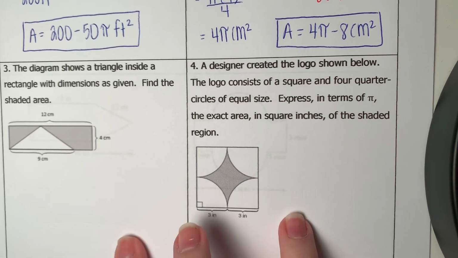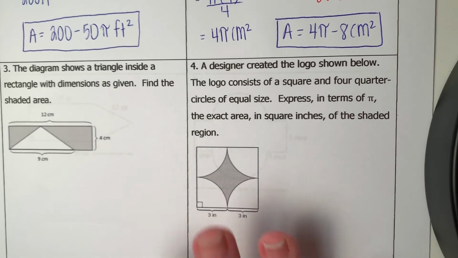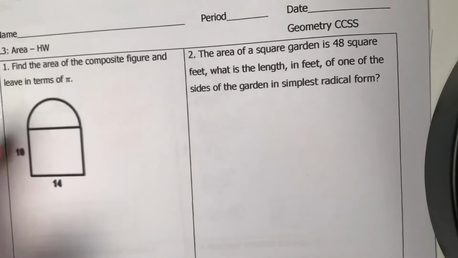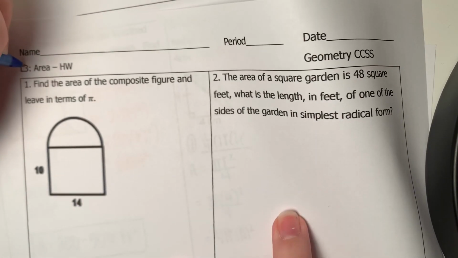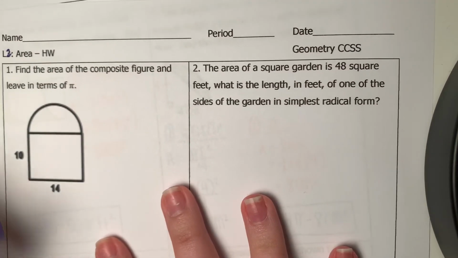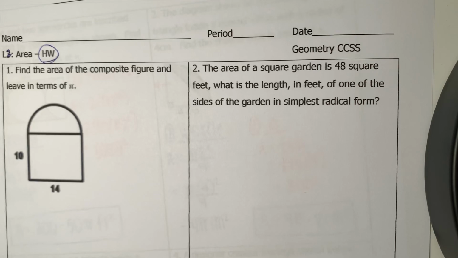So just these two, 3 and 4 for classwork, and then your homework is a worksheet as well, which is posted at the end of this lesson, okay? So it may say lesson 3, but it's really lesson 2. So this is your homework where it says homework, and then just 3 and 4 for classwork.